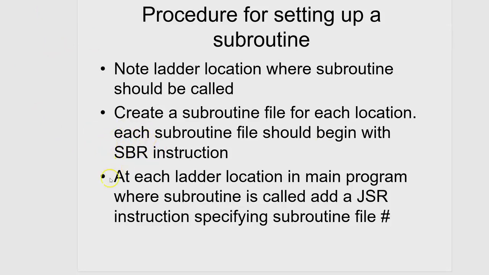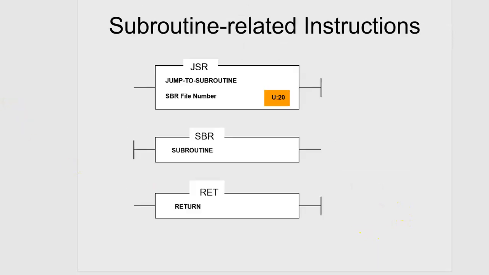So at each ladder location in the main program where the subroutine is called, you want to add a jump to subroutine, or JSR, instruction, specifying the subroutine file number. That's that number that I showed you that I called an address on the example here. That would be this file or that number.